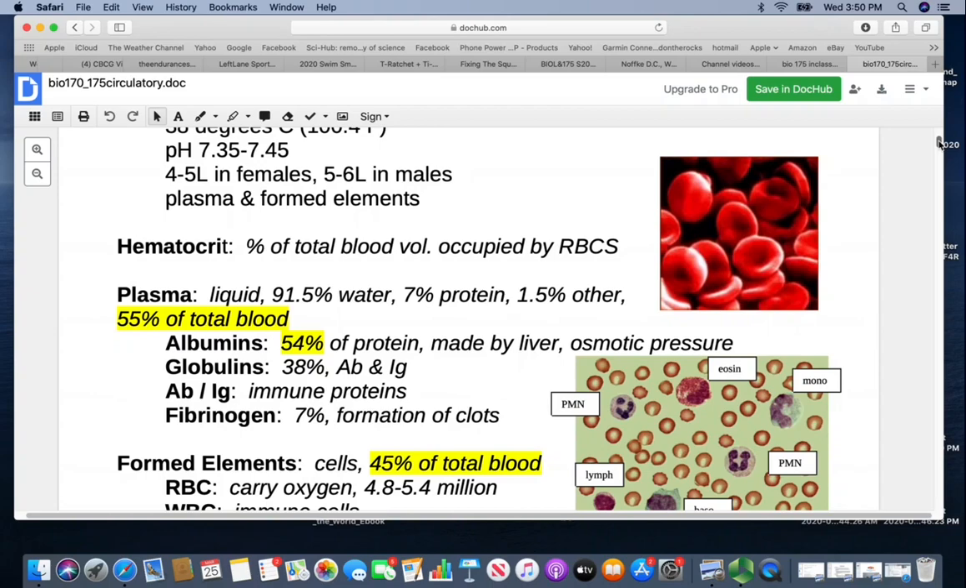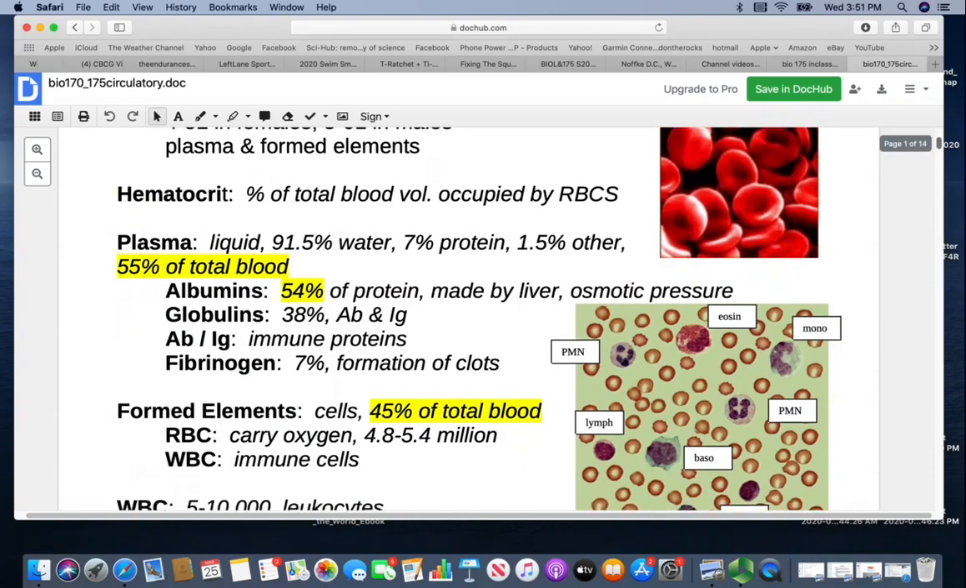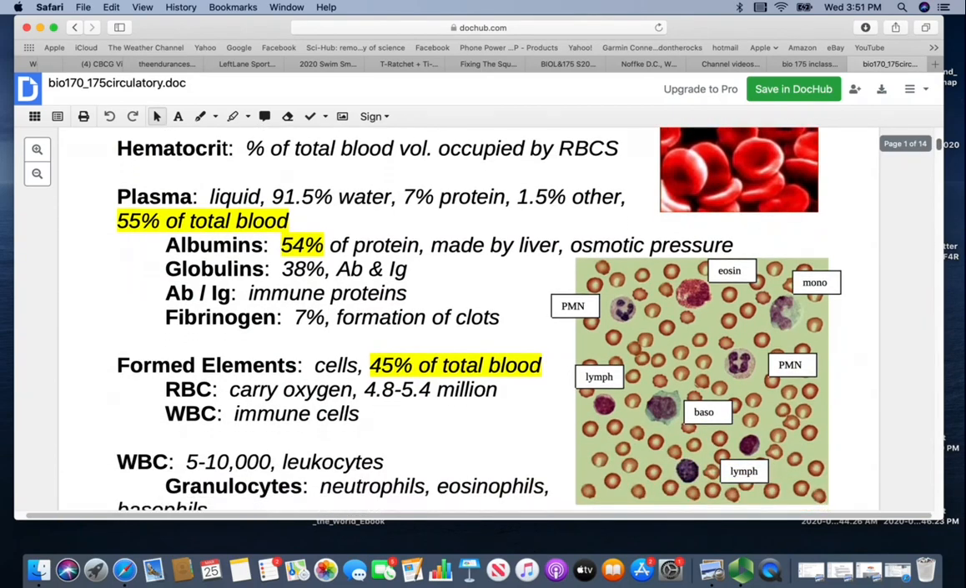The plasma is the liquid portion of the blood. It's 91.5% water, 7% protein, and 1.5% other things. This makes up 55% of the total blood. The albumins are 54% of that protein. They're made by the liver and they help to control osmotic pressure. The globulins are 38%. They consist of the antibodies and immunoglobulins, which are your immune proteins. The fibrinogen is 7% of the protein. That's involved with the formation of clots.